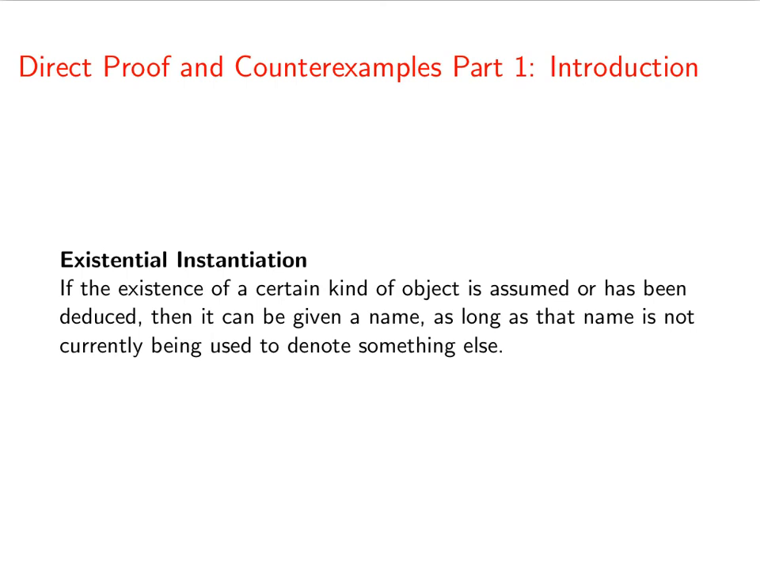So existential instantiation, again, another name that we're not really going to need to know, but we're going to use this method a lot. It says that if the existence of a certain kind of object is assumed or has been deduced, we can give it a name, as long as we don't use that name for something else. Okay, that's all for now.